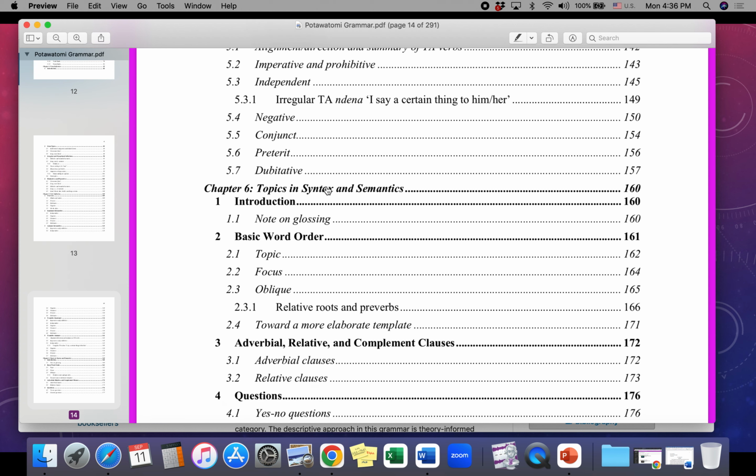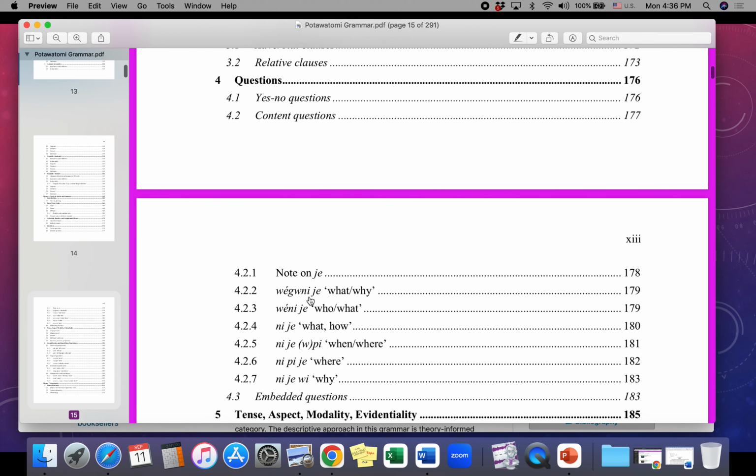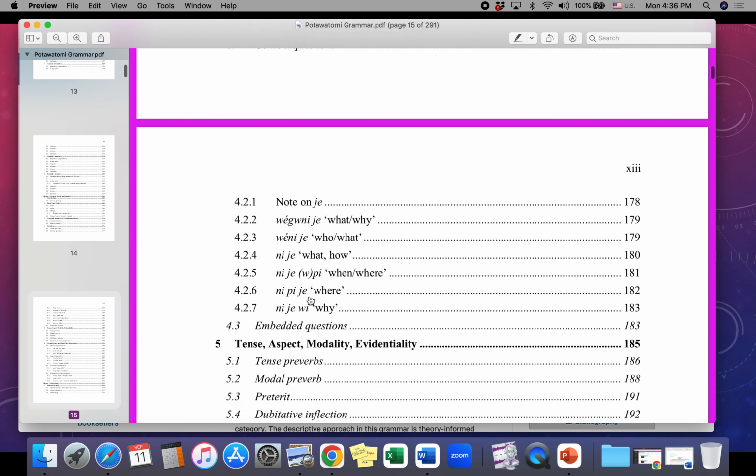So then chapter 6 goes into syntax and semantics. Syntax is like word order. Semantics is meaning. So he talks all about word order, talks about different clauses that are part of a sentence. Talks about questions, has a whole lot about questions, talks about tense, so past tense, future tense, aspect, modality, evidentiality.